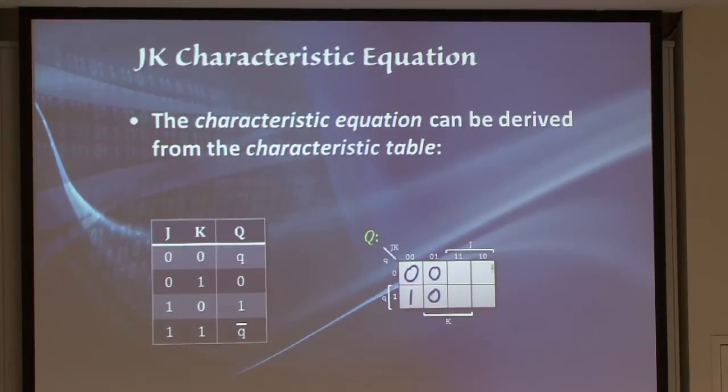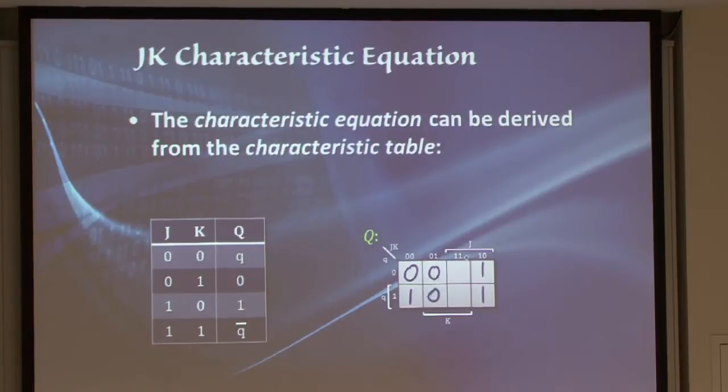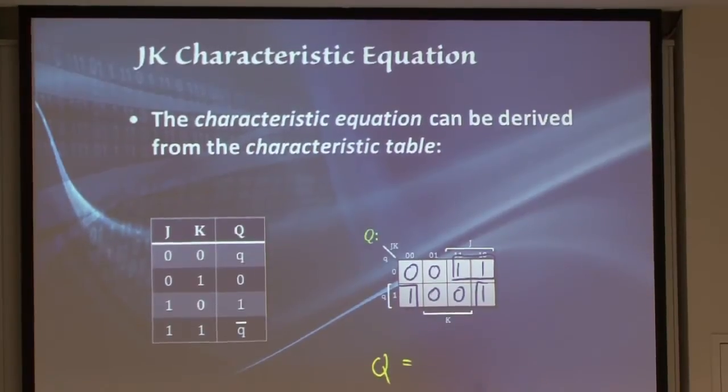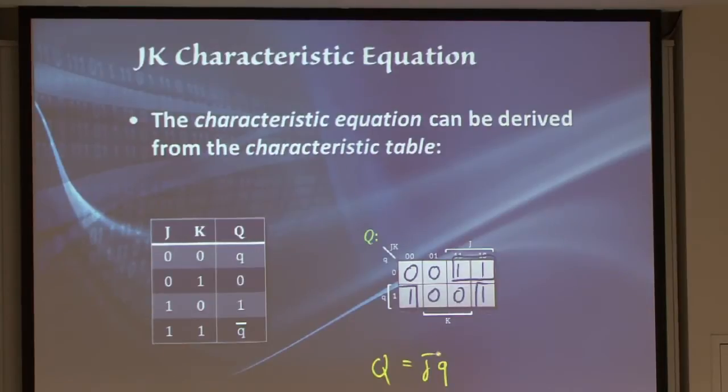If I go to JK being 1, 0, then it's a set state. It will put my flip-flop in a one condition, regardless of what the current state was. If I'm getting 1, 1, it means invert the current state. So if the current state is 0, I will get a 1. If it was a 1, I will get a 0 at the output. Now this, I can optimize by grouping these groups together and come up with the equation for the next state: it is either J and not small q, this is a J, not a J bar, J not small q, or not K and small q.